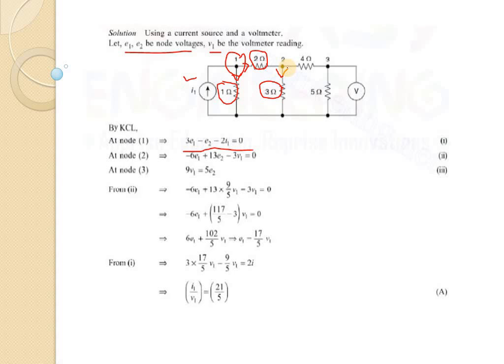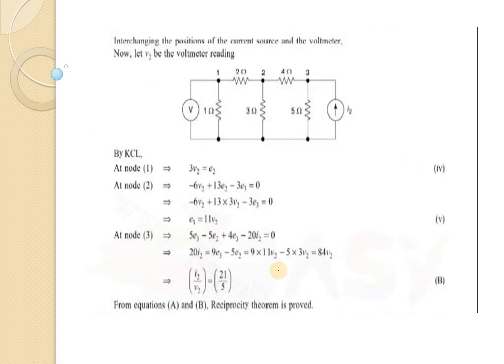Then similarly we will apply it at node 2. We are getting 6 minus 6E1 plus 13E2 minus 3V1 at node 2. The reading of the voltmeter is 0. So from the calculation of these two, we are getting I1 by V1 equals 1 by 5.